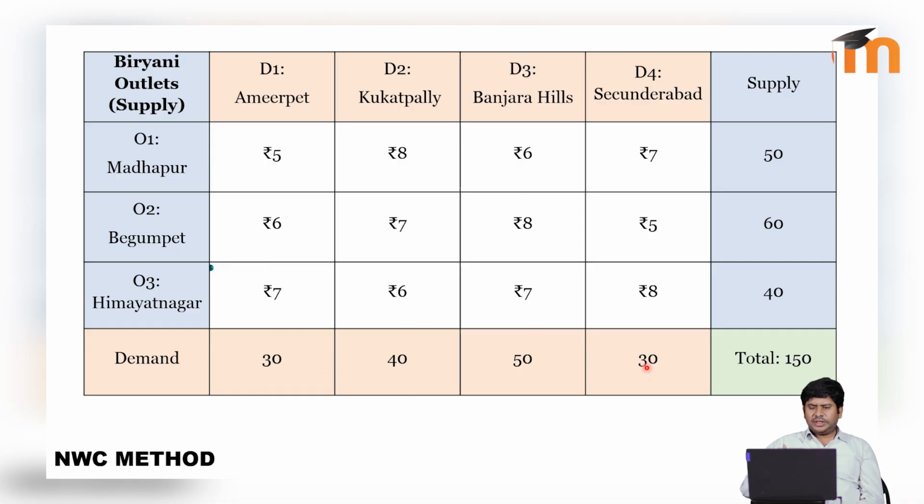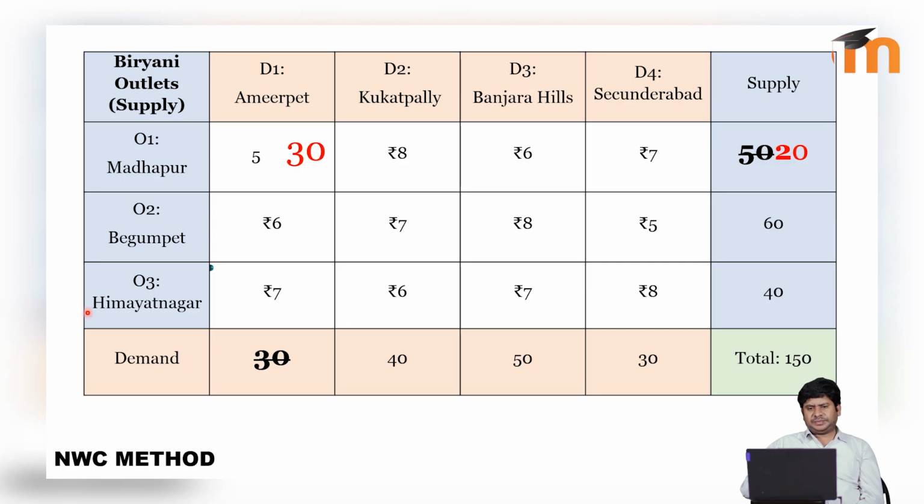Now the first step is to check for the balance, whether it is a balanced transportation problem or not. To check this, we add the total supply, 50, 60, 40, which is equal to 150, and the total demand, 30, 40, 50, 30, which is equal to 150. Now it is a balanced transportation problem. Because it is balanced, we can use any method, but in our example I am taking the NWC method.